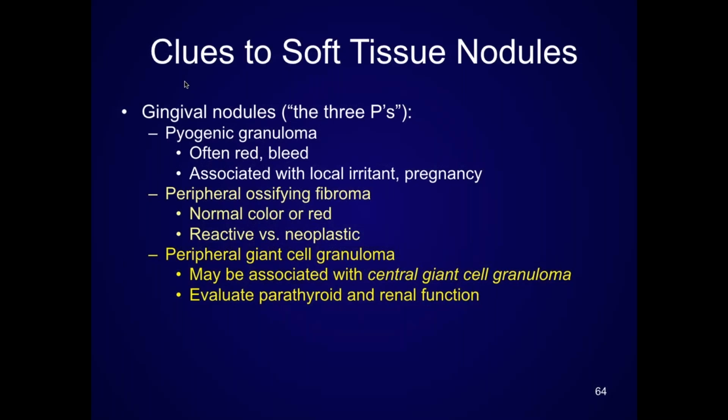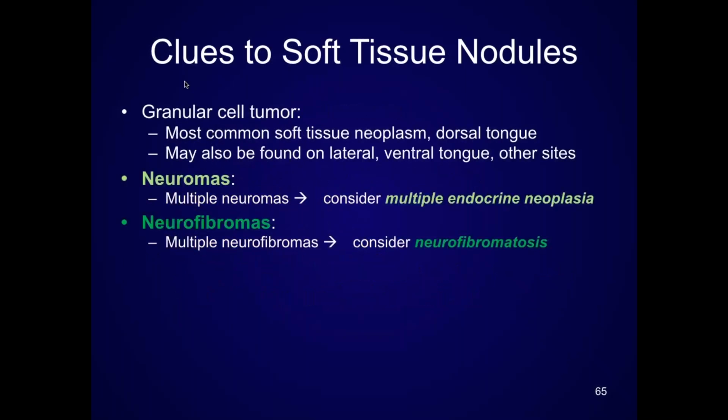So your summaries: pyogenic granulomas are usually red and bleed. Peripheral ossifying fibromas have bone in the center, so they're hard. Peripheral giant cell granulomas may be a component of central giant cell granulomas, and then you have to go down the kidney parathyroid road.